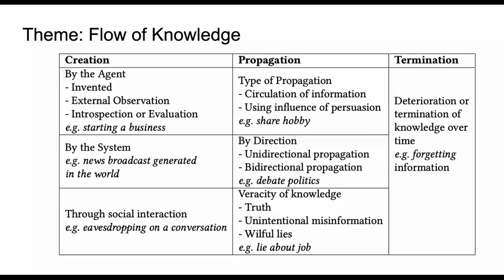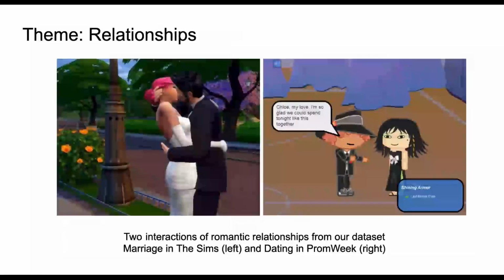Next, knowledge in our taxonomy was classified into creation of knowledge, where you learn new information through, say, eavesdropping on a conversation, propagation of knowledge, say, sharing information about a hobby, or termination of knowledge, seen as characters forgetting information over time. With relationships, romantic relationships were commonly simulated in our surveyed artifacts.